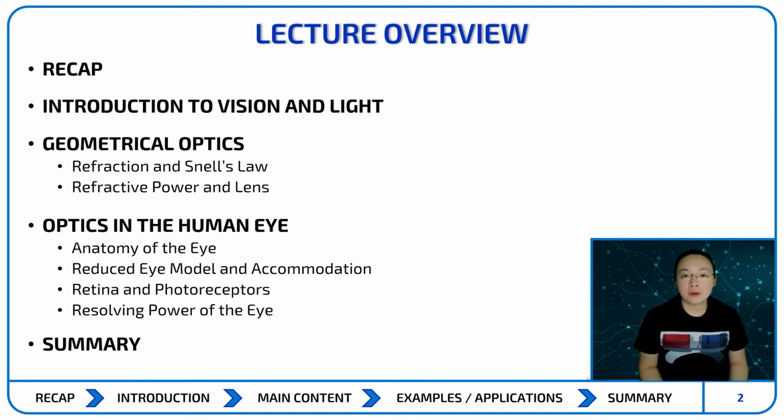So without going into those models, we first have to be able to understand the anatomy of the eye. So starting there, we'll talk about the retina, we'll talk about the photoreceptors and rods and cones, and then we'll talk about something called the reduced eye model and accommodation. So those are probably the two most important concepts to know for the biophysical modeling of a human eye. And then, of course, we'll talk about the resolving power of the eye by looking at diffraction and resolution.